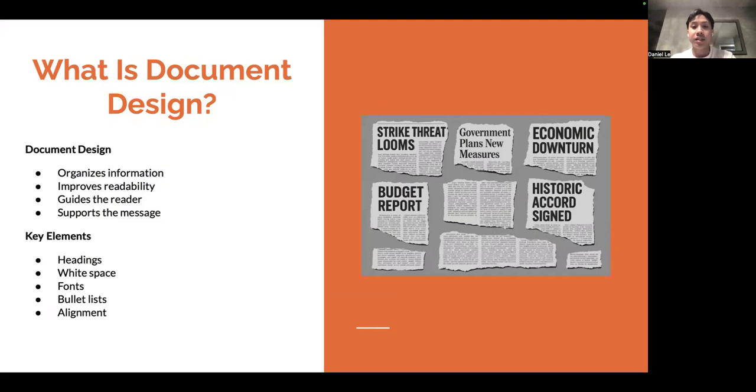Headings organize information into sections, while white space prevents the page from looking crowded. Bullet points make important information easier to read, and consistent formatting gives the document a professional appearance. When these elements are used together, they make communication easier and more effective.